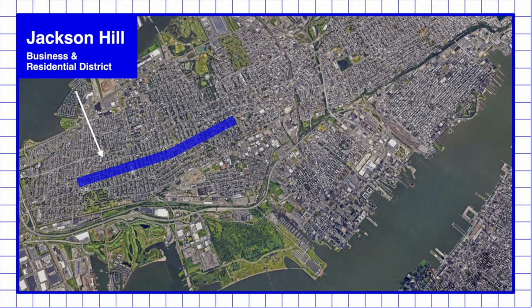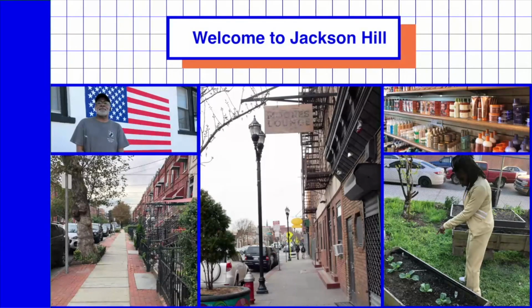This is the community that stood to gain the most by correcting the disparity. It's the Jackson Hill district in Jersey City. It's predominantly African American and Latinx on the cusp of redevelopment. Welcome to Jackson Hill, home to locally owned businesses, generations of families, and American history. But there's also a growing issue. There's also a list of growing issues.